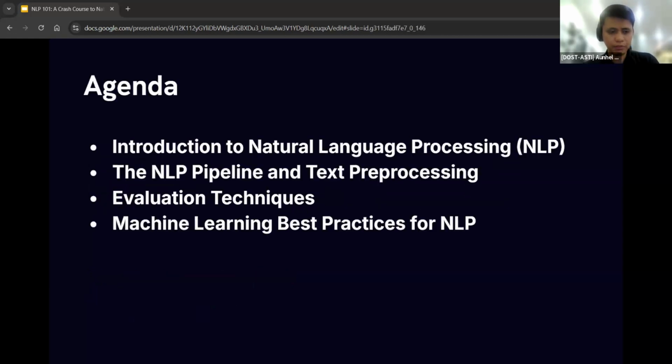Our agenda for today would be an introduction to natural language processing, what NLP is all about, the NLP pipeline, and some text processing, some pre-processing techniques that we use, some terms that we use in the NLP world, how we evaluate our models or our pipelines, then maybe some machine learning best practices for NLP if we have time.